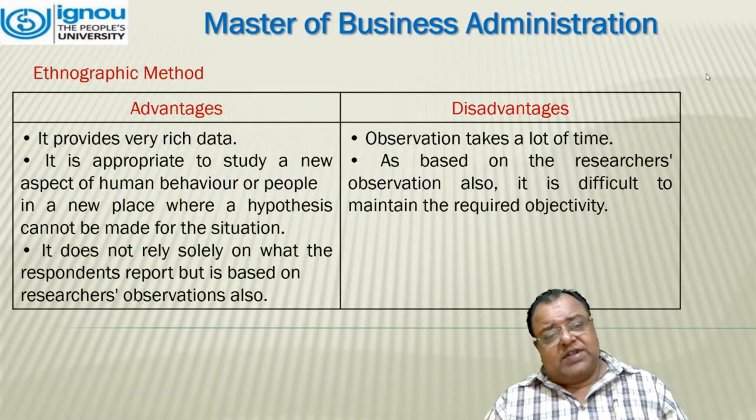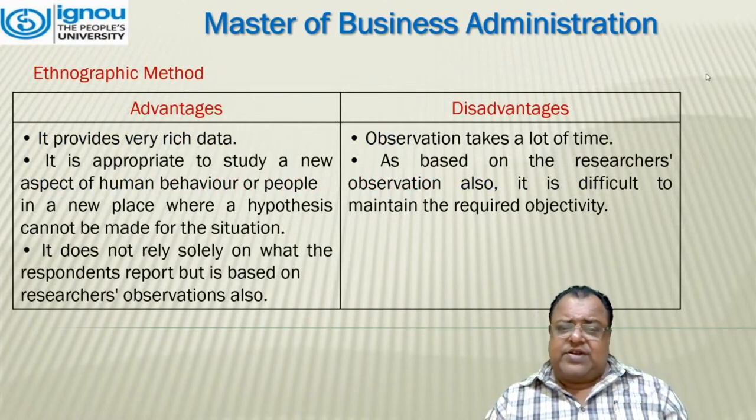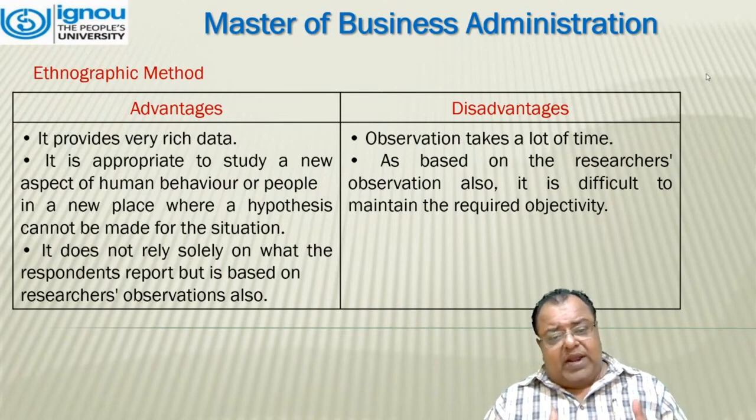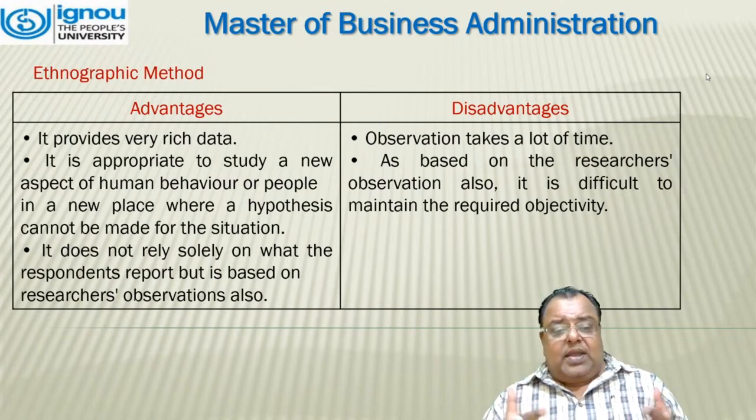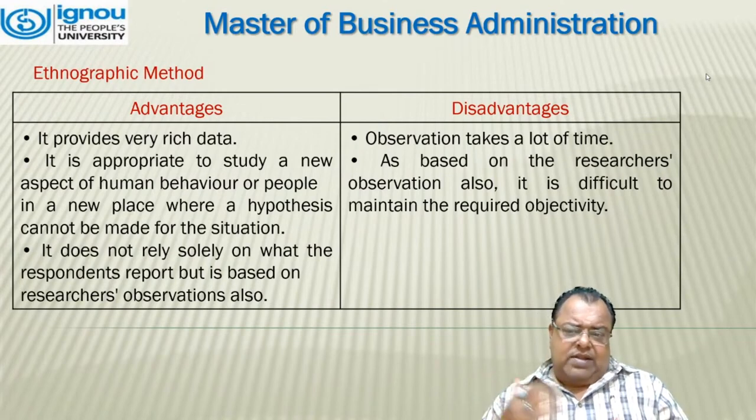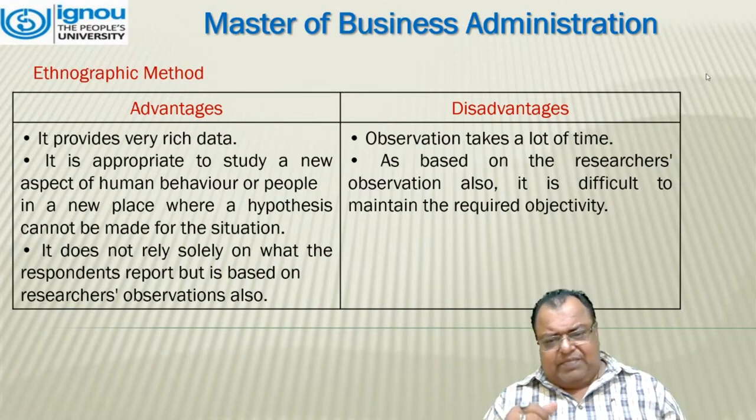What are the advantages of this method? It provides very rich data. It is appropriate to study a new aspect of human behavior, or people in a new place where a hypothesis cannot be made beforehand. And it does not rely solely on what the respondents report, but is based on the researcher's observation. If we talk in terms of the disadvantages, it takes a lot of time. And as it is based on the researcher's observation, it is difficult to maintain the required objectivity.